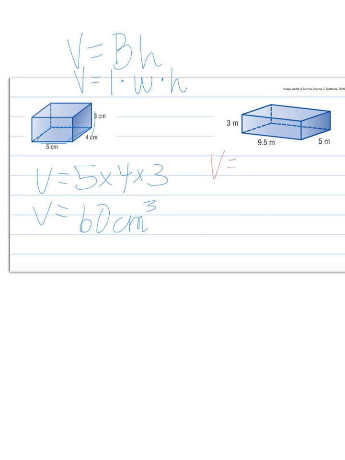This one, length times width times height. Length, 9.5. Width, 5, and a height of 3. 9.5 times 5 times 3. Volume equals 142.5 meters cubed.